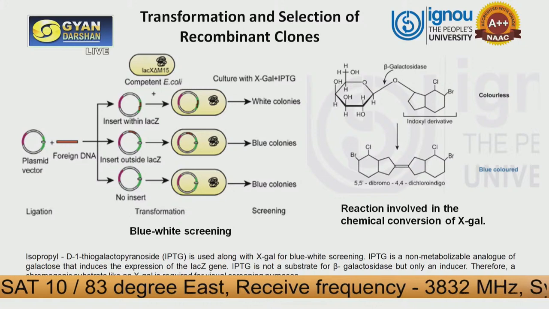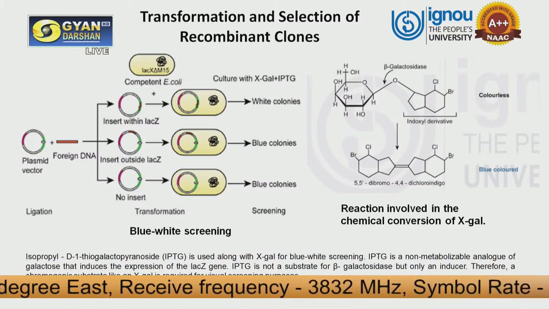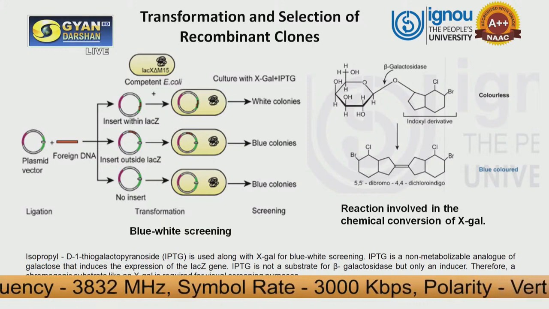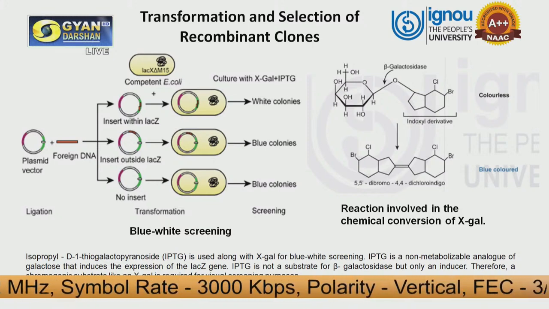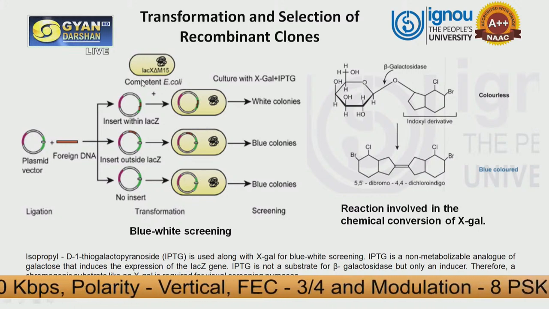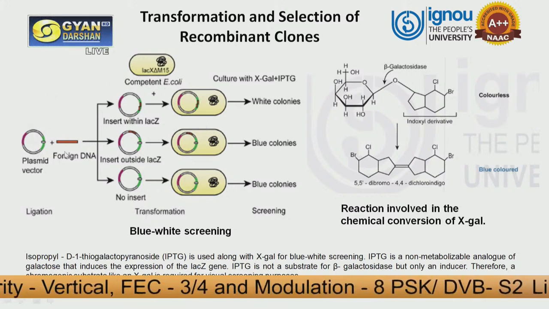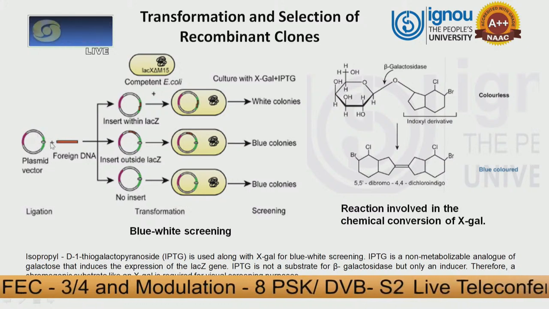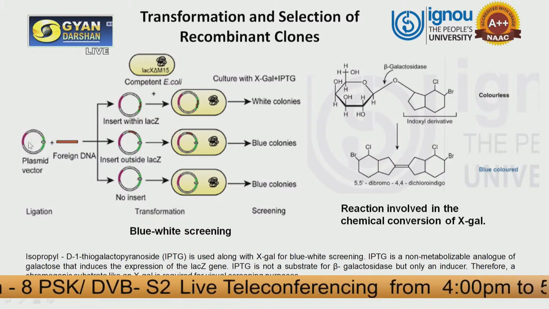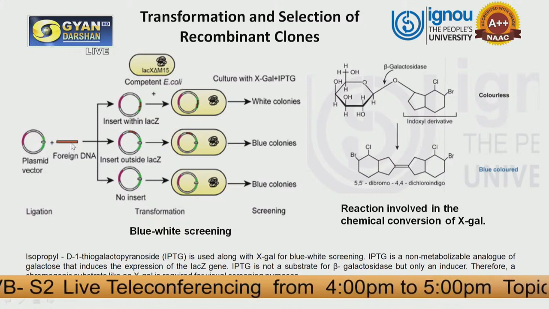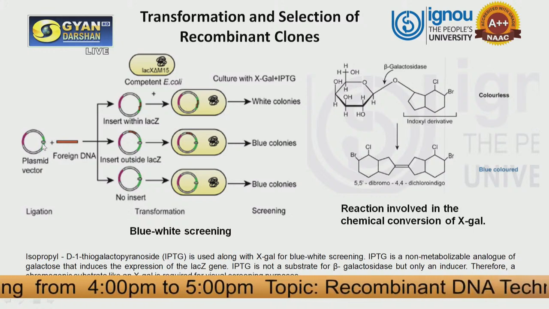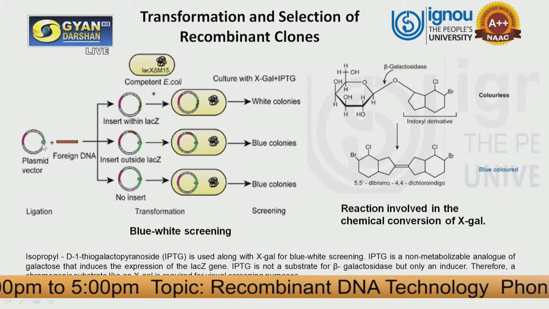Now coming to the selection process, how to select. One of the selection processes is the blue-white selection. How does this blue-white selection actually work? In short, I'm going to explain that there is a fragment of gene which is present or cloned in a plasmid vector. If your foreign DNA is cloned in that particular location, that is the LacZ.